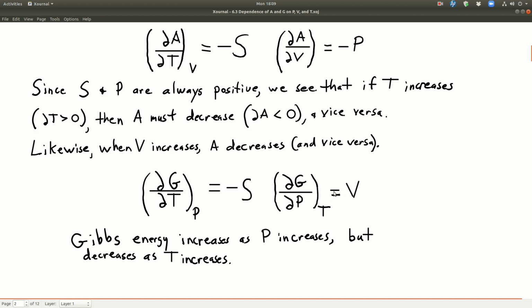Over here, because there's no negative sign like there was before, we see that if pressure is decreasing, Gibbs energy must decrease. If pressure is increasing, Gibbs energy must increase. So, useful things to remember.